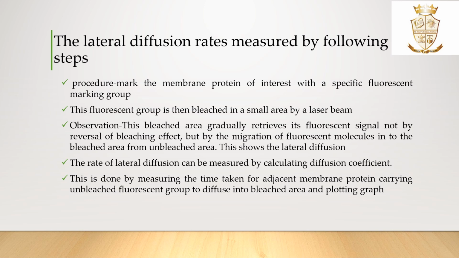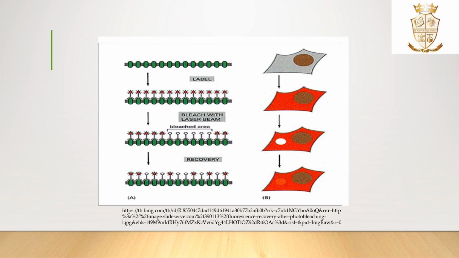This shows the evidence of lateral diffusion, and the rate of this lateral diffusion, or the speed at which protein molecules or lipid molecules can diffuse laterally, can be measured by calculating the diffusion coefficient. This is done by measuring the time taken for adjacent membrane protein carrying unbleached fluorescent group to diffuse into the bleached area and plotting a graph. Here is the picture representation of the procedure, or steps, in FRAP.